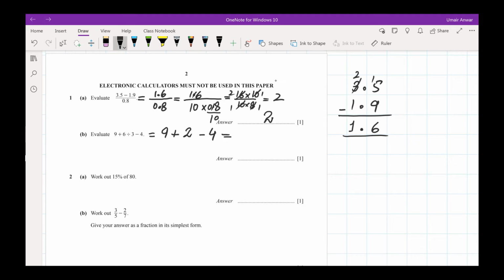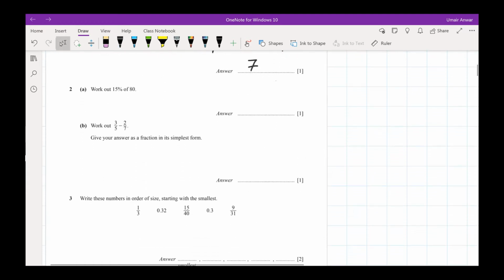Then we will be adding these two numbers. So 9 plus 2 will give us 11. And finally, we will be subtracting 4 from 11. So the final answer we are getting here is 7. This is how this evaluation is done according to the rules of BODMAS.